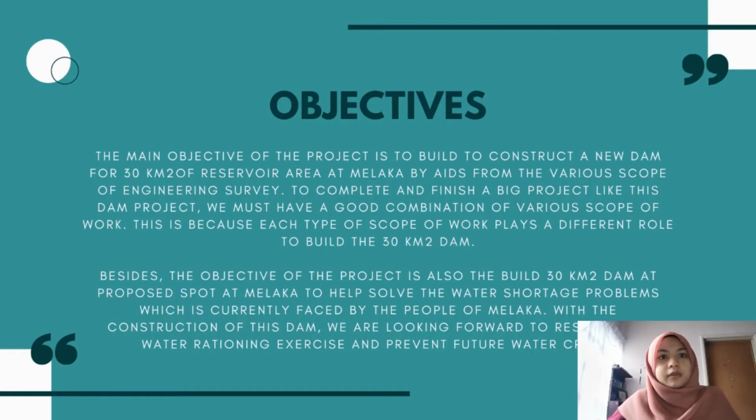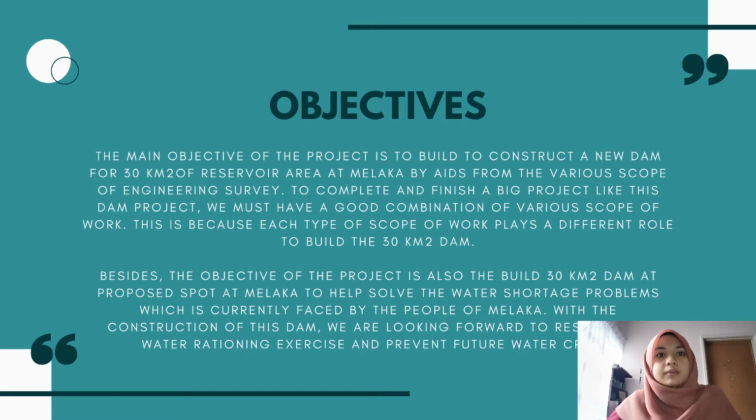The main objective of the project is to build and construct a new dam for 30 kilometers square of reservoir area at Melaka by its from the various scope of engineering survey. To complete and finish a big project like this dam project, we must have a good combination of various scope of work. This is because each type of scope of work plays a different role to build the 30 kilometer square dam.